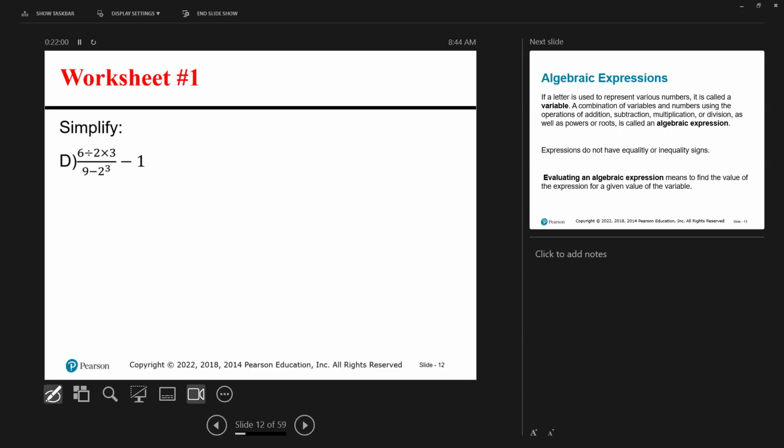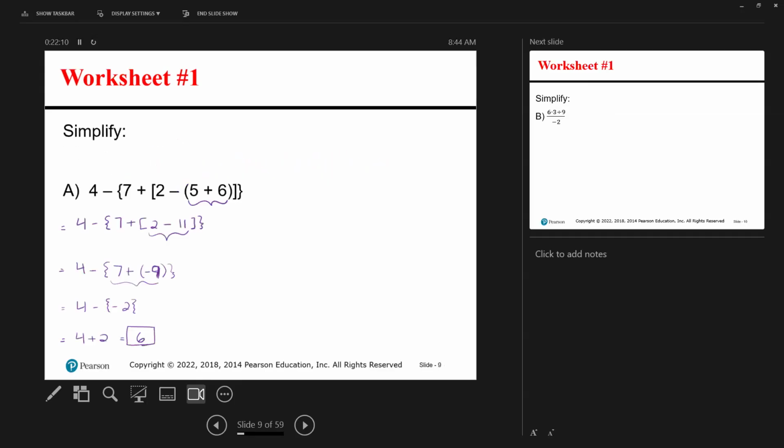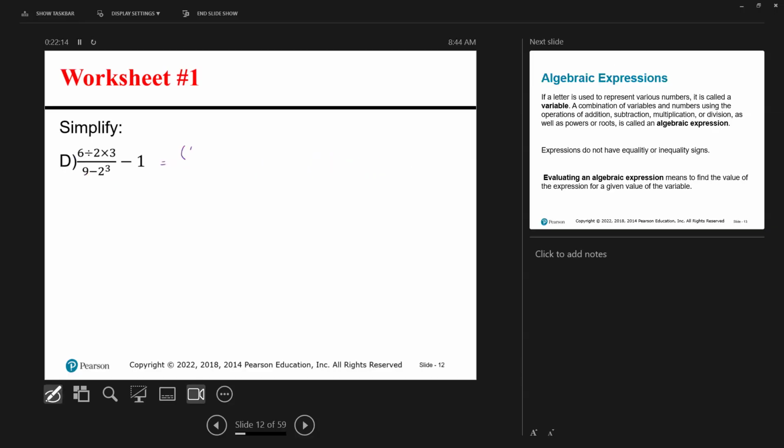Okay, so once again, we have the division. This part, like I said, it's that division that treats it like groups. Here we have 6 divided by 2 times 3, which is my group. Then we have a group down here, which is 9 minus 2 cubed. And then we have the -1. So we have a group on top, group on bottom. They're separate groups, so do whichever group you want to do first. I usually just do the top group because that's easier.